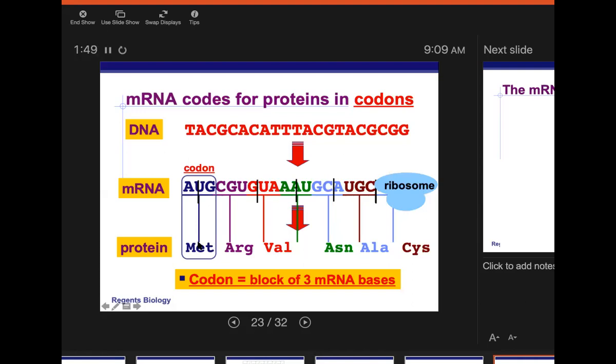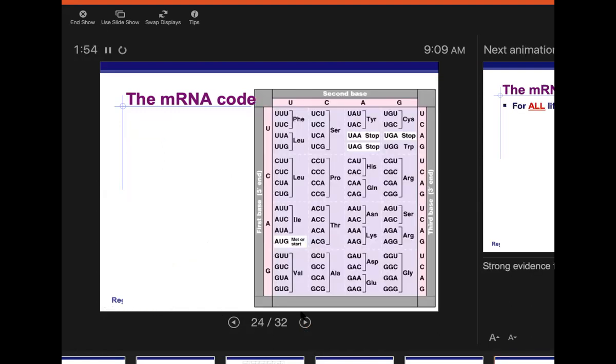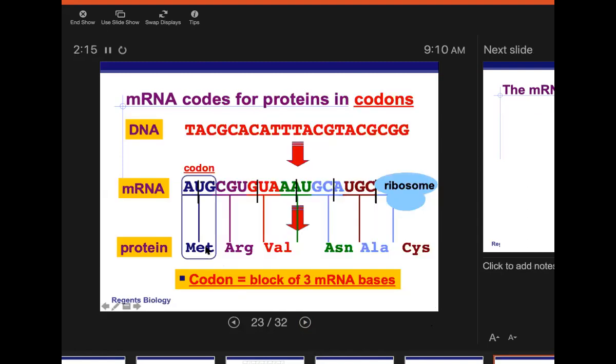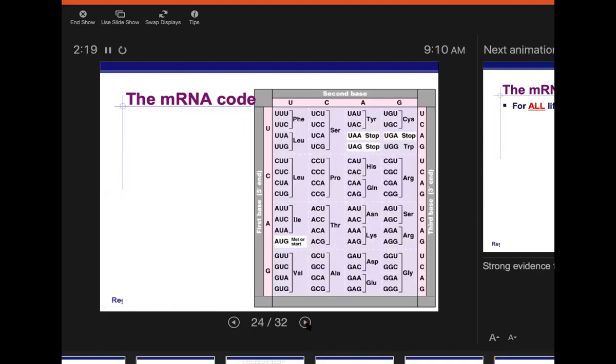Now, let's try the next one, CGU. Okay, so I start on this side. Here's the C, then G, and then U, CGU. And look, ARG is the amino acid. This is how I find the sequence of amino acids for a strand of mRNA. So this is true for all life.